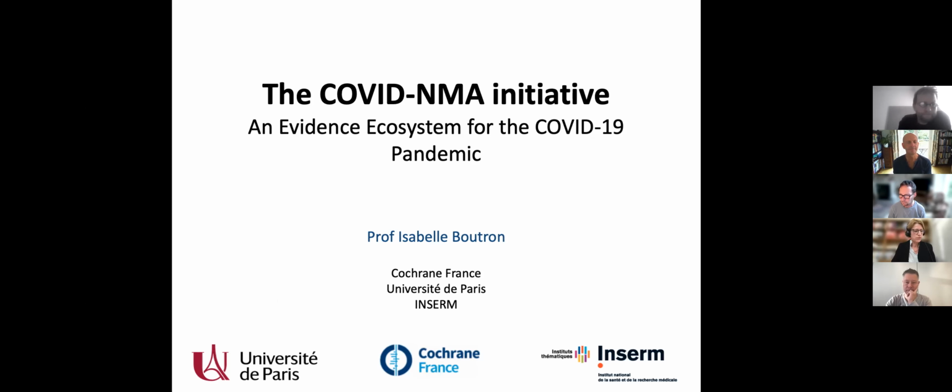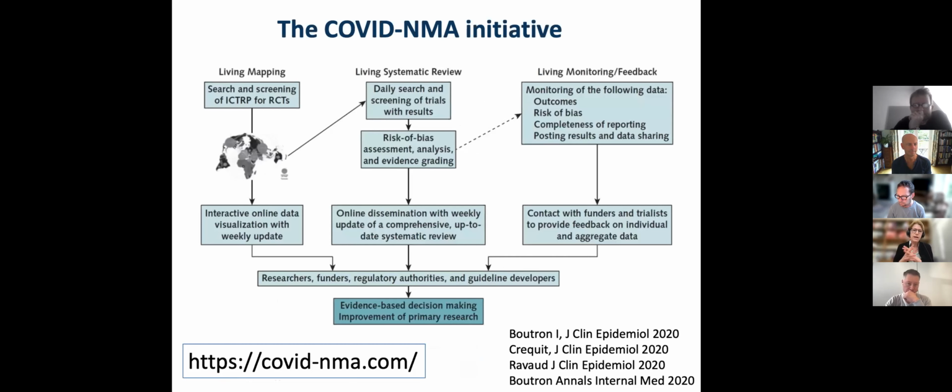So I'm going to give you an idea of the main output of the COVID NMA initiative and present the protocol that we started with Julian Higgins and his team on observational studies assessing effectiveness of vaccine. Just as a reminder, the COVID NMA initiative is an international initiative that is a proof of concept of a new evidence ecosystem that was proposed by Philippe Ravaud. And we did 3 papers in the Journal of Clinical Epidemiology describing this new evidence ecosystem.